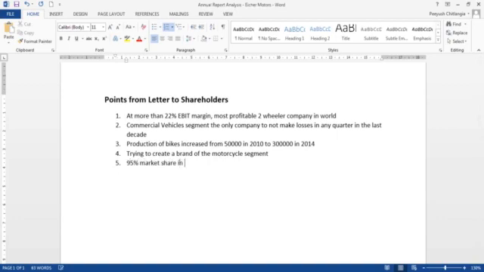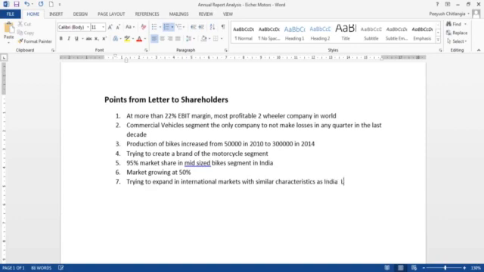95% market share in the mid-sized bike segment in India, market growing at 50%, right? Then trying to expand in international markets with similar characteristics as India, right? And namely your Latin America, South American countries, Latin America, and Southeast Asia, right? And Southeast Asia, Singapore, Indonesia, Malaysia, all these countries would also come in, right?